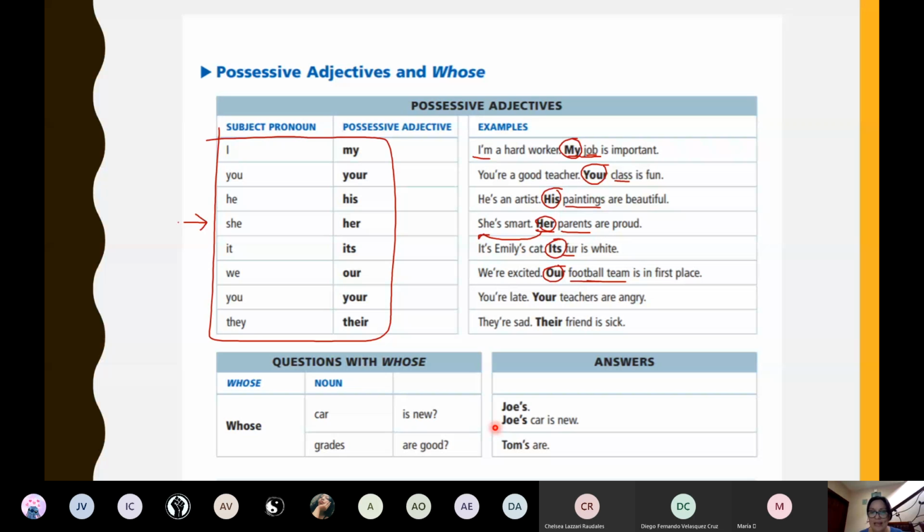Yes? Okay, so what do you have to remember of this page? Possessive adjectives are these that you have in this column, and they come before the nouns. Whose is used when you want to ask about the owner of something. Who's this pen? Who's this eraser? Who's this marker? Or whose marker is black? Whose marker is bad? Okay?